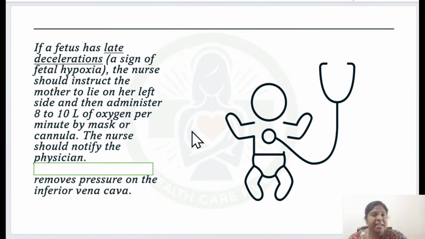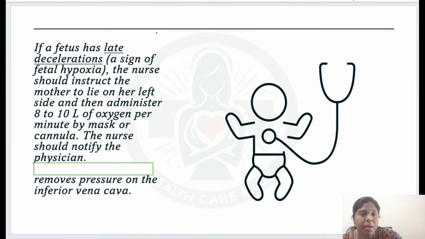Okay. If a fetus has late decelerations, that is decreased heart rate, a sign of fetal hypoxia, the nurse should instruct the mother to lie on her left side and then administer 8 to 10 liters of oxygen per minute by mask or through cannula. The nurse should notify the physician, and the mother should lie in one position. So what is that particular position, Ram? Which removes the pressure on the inferior vena cava.